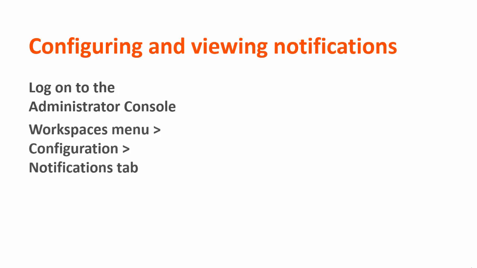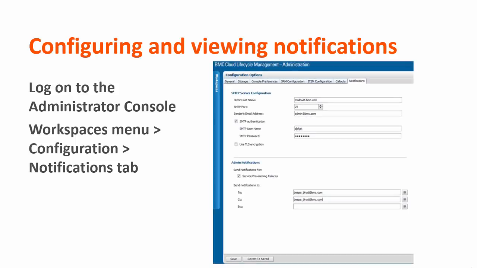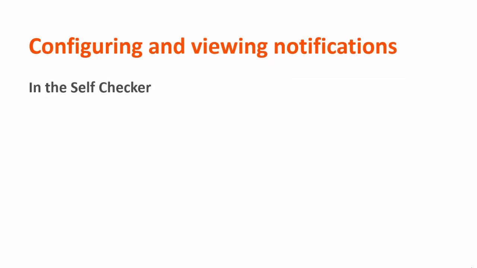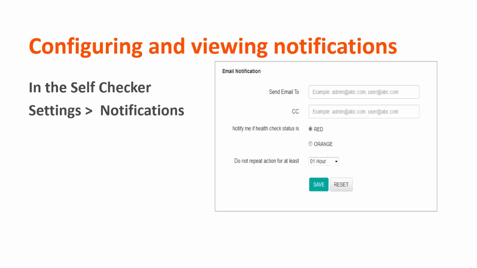Click the vertical Workspaces menu at the left and select Configuration. Click the Notifications tab and then, in the SMTP server configuration area, enter the information necessary to configure the SMTP server connection. Click Save. In the CLM Self Checker, click Settings and then click Notifications.